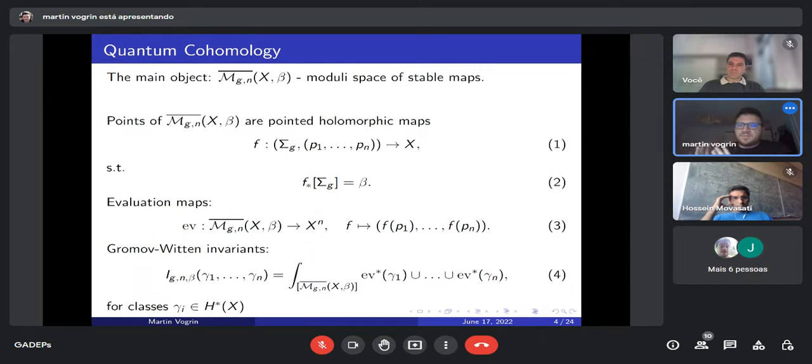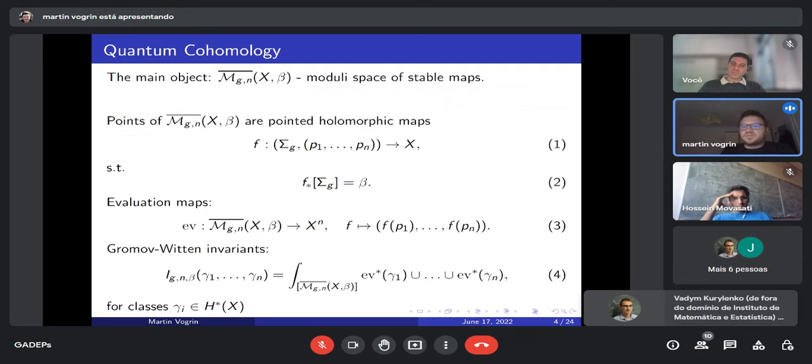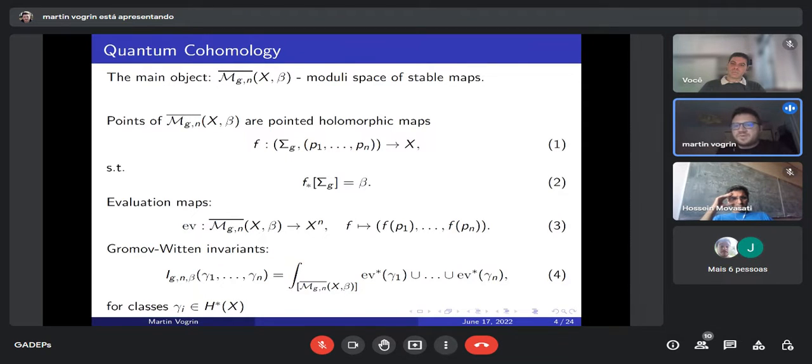Firstly, I would like to remind everybody a little bit about quantum cohomology, because the whole construction for quantum K-theory will be very similar to this classical construction of quantum cohomology. So the main object that we will be interested in, or that will play a major role in constructing quantum cohomology, is M_{g,n} bar, the moduli space of stable maps.